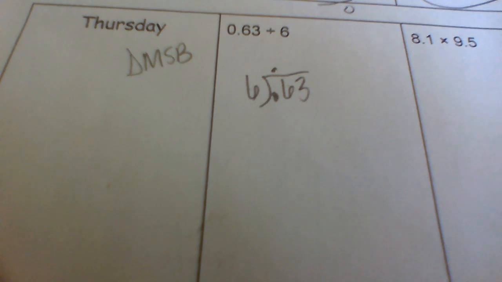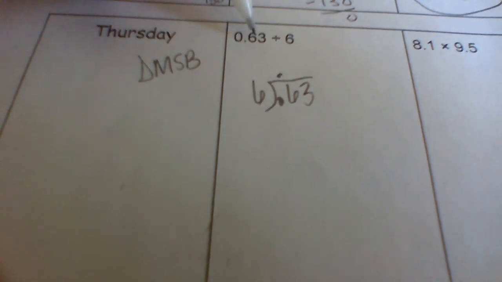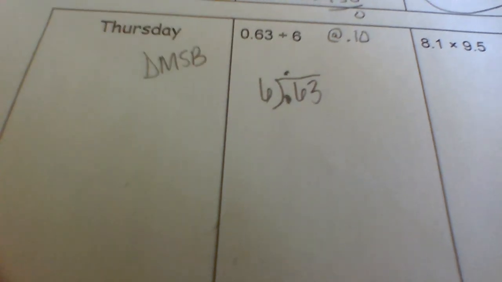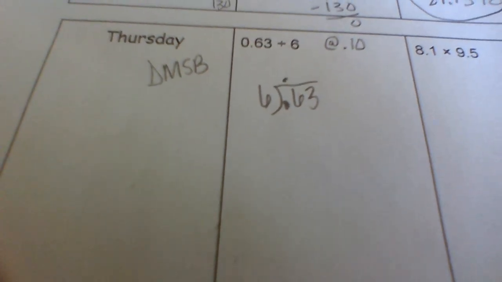Okay, so let's talk about making an estimate then. Well, let's think about that. If I'm making an estimate, 63 is pretty close to, let's call it 60 cents. If we had 60 cents and we split that between 6 people, wouldn't that be around 10 cents per person? So I know that my number here is going to be around 10 cents or like 10 hundredths, right? So let's move to the division then.